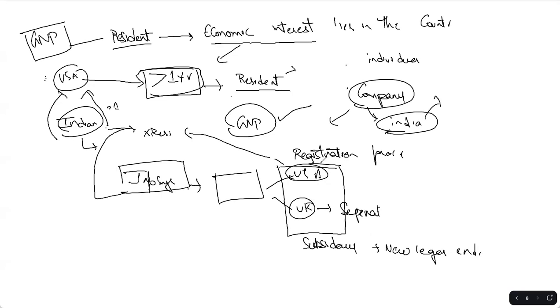then it will become part of either USA or UK. So in this way, we will check whatever the economic activity is, whether it is considered as a residential status or non-residential status. Based on that, we calculate our national income.